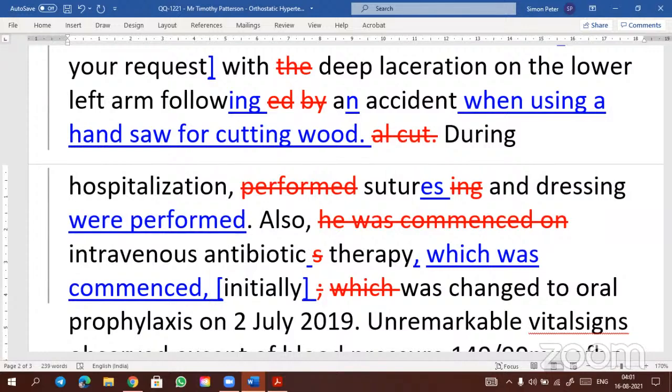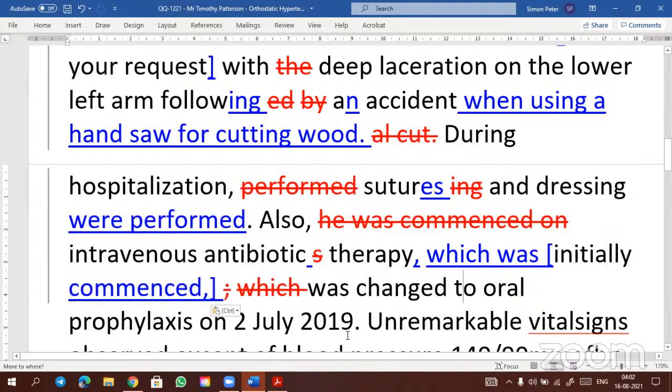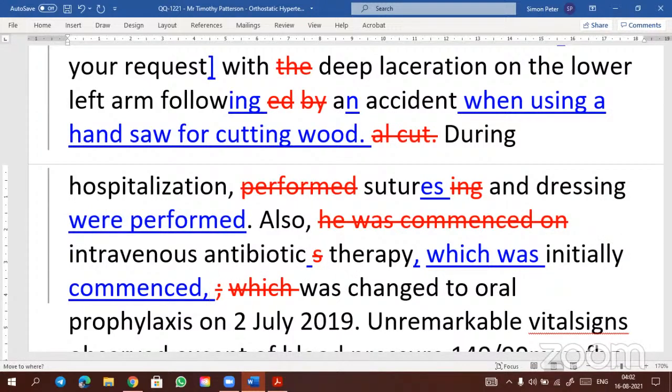So now here you could have said, okay, this initially. Initially is related to antibiotic therapy. So this initially could have gone here, which was initially commenced. So definitely now you can use this one here. Which was initially commenced. So we'll remove now. This is the order here. It means in the beginning it was commenced. So there you can say. So the logical approach is like this.